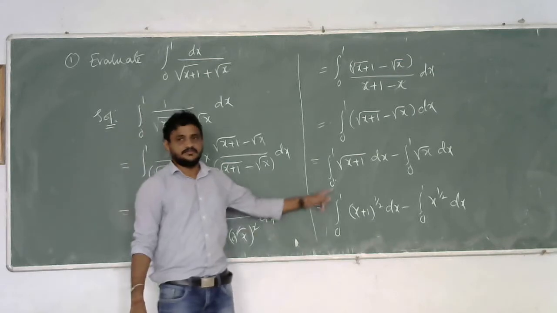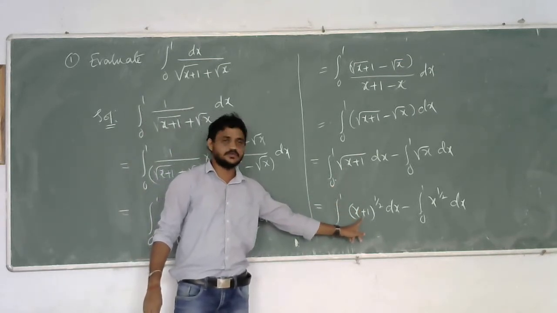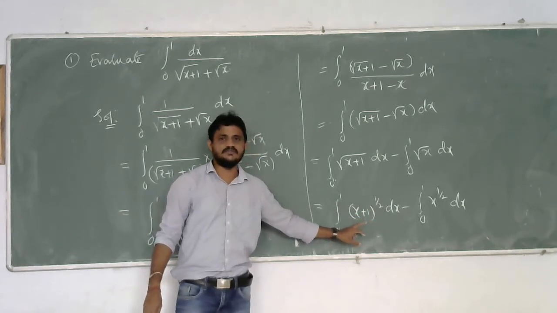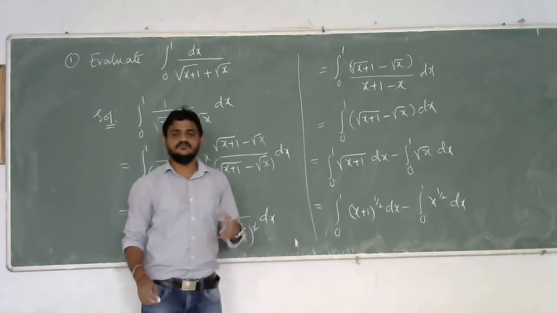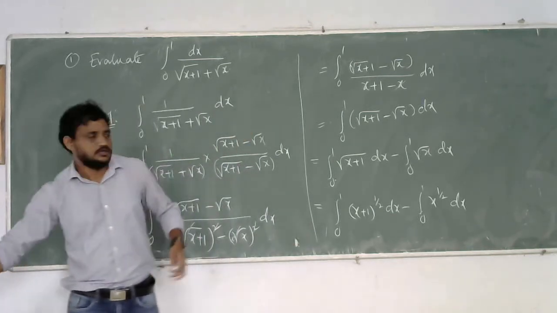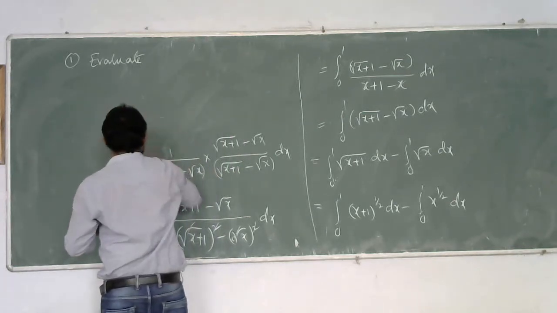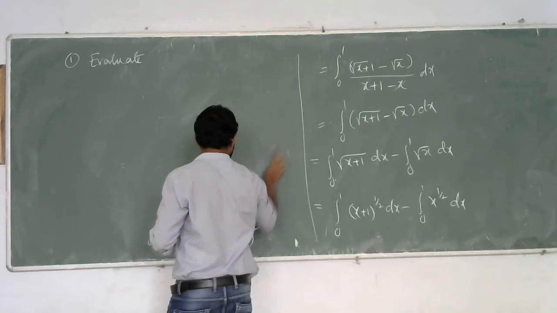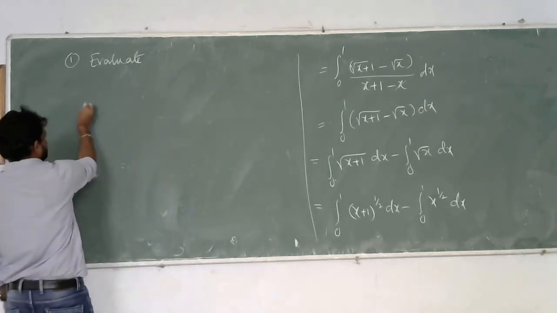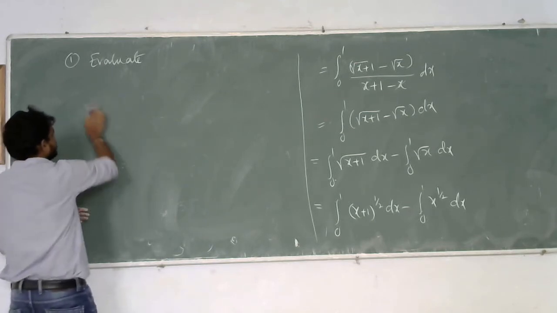Because if you write this root x plus 1 as (x plus 1) to the power of 1 by 2, then it becomes in the form of x to the power of n. Then we have a formula for integral of x to the power of n, right? So write that square root of x plus 1 like this. Now use that formula here.